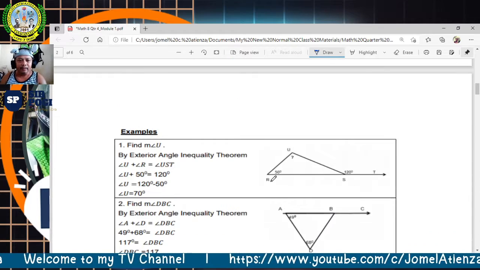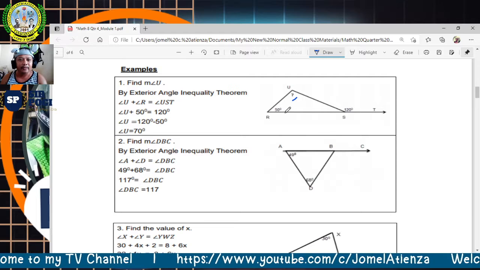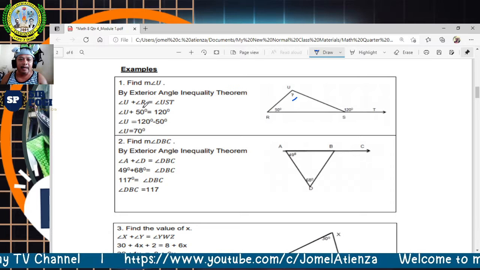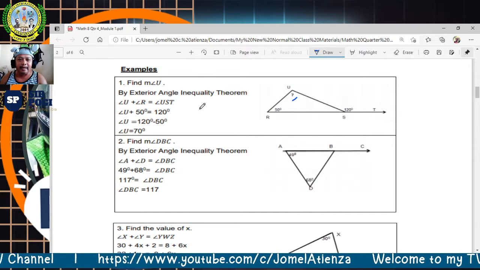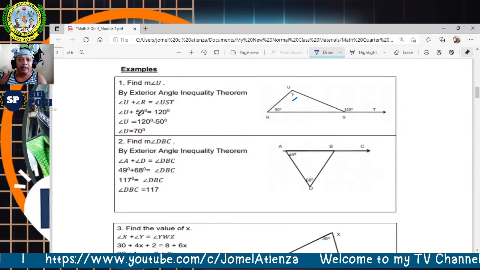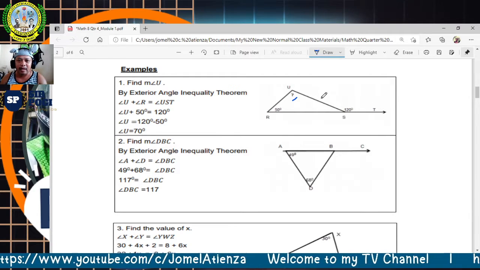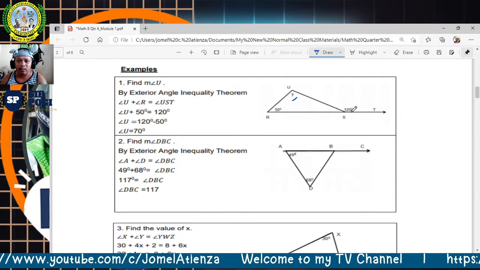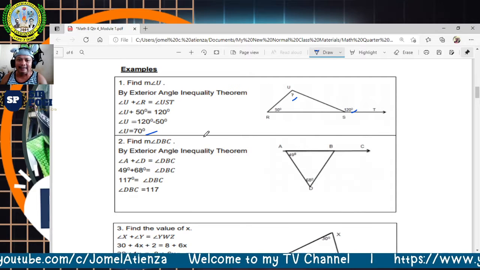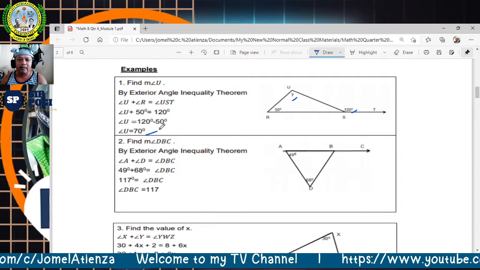Okay? So for example, find the measure of angle U. This is our angle U. By the exterior angle inequality theorem, angle U plus angle R is equal to angle UST. This is UST. So, angle U plus 50 degrees is equal to 120 degrees. This is our UST, right? UST, which is 120 degrees. So, angle U is equal to 70 degrees. Subtract 50 from 120 degrees, so we have 70 degrees.